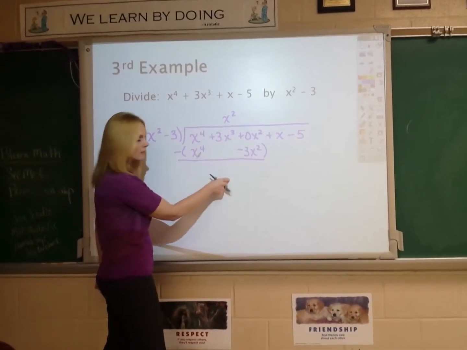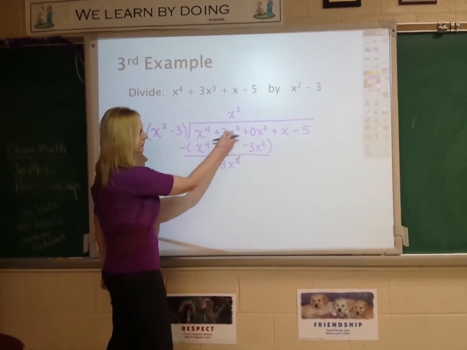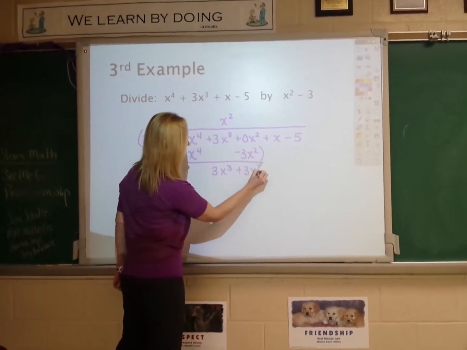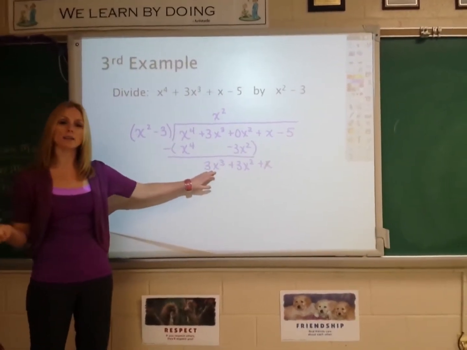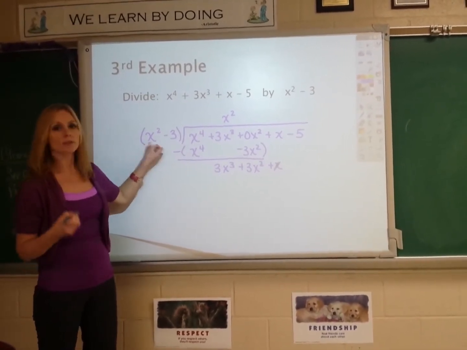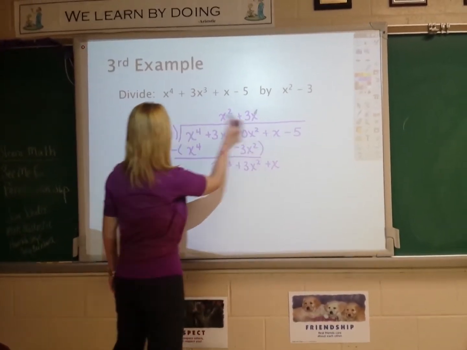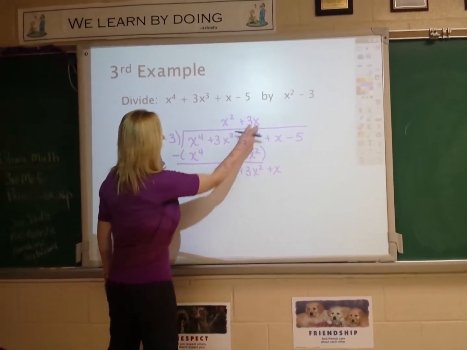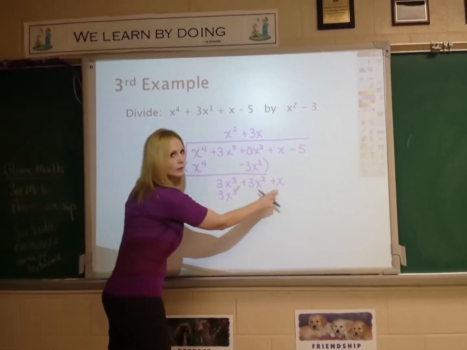You bring down this term right here, because it's almost like a 0x to the third there. And then this will give me plus 3x squared. Bring down this term as well. Looking at the term at the highest power, you're going to need a 3 and an x to create it. Do your distributive property: 3x times x squared will make 3x cubed. 3x times negative 3 will make a negative 9x, which is going to go under this term right here.